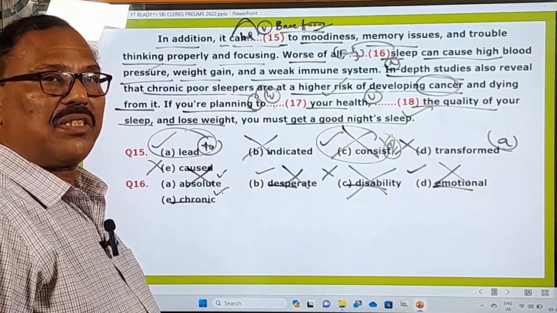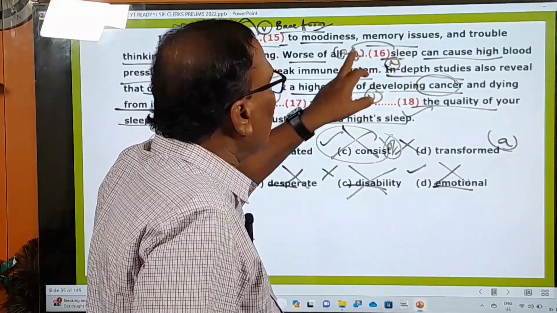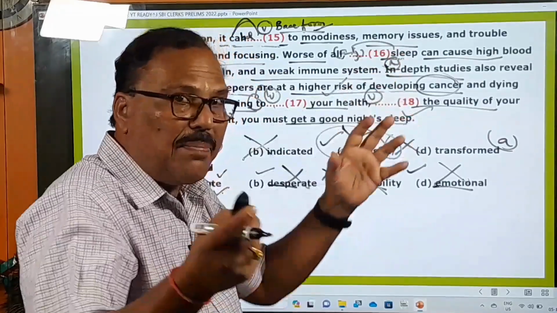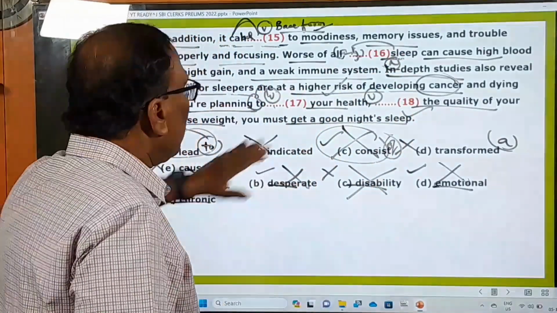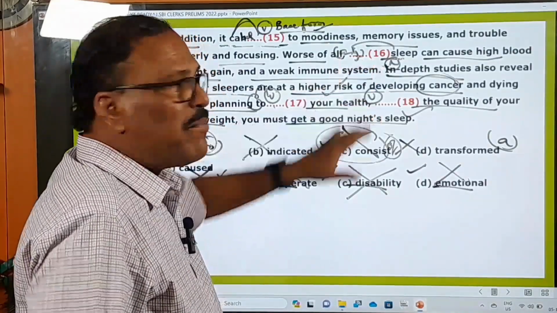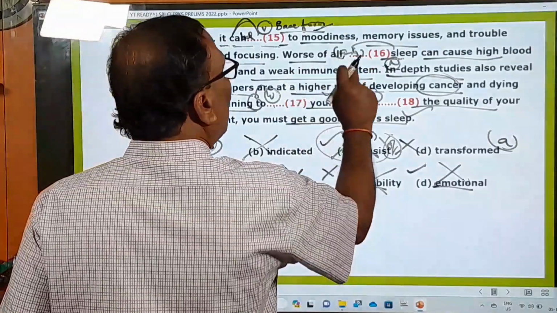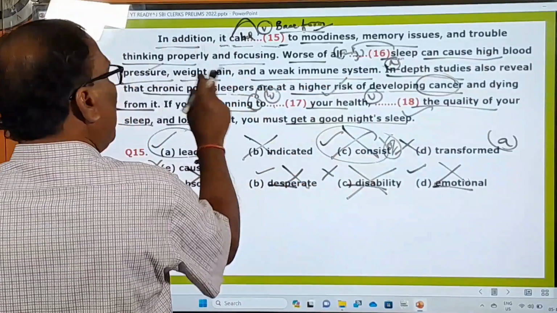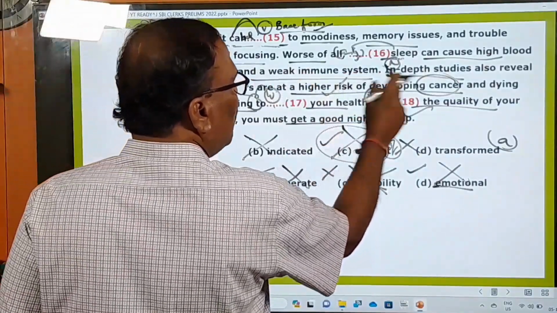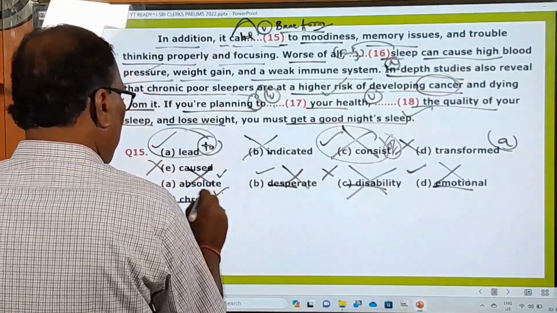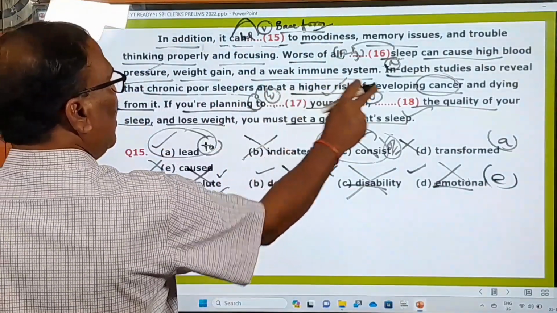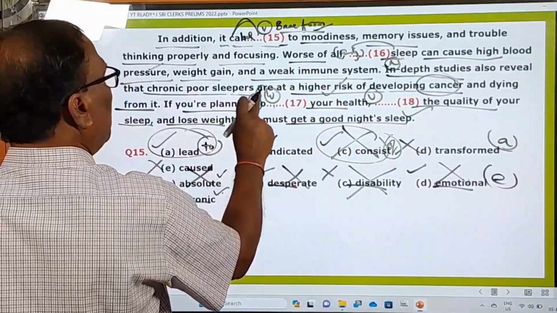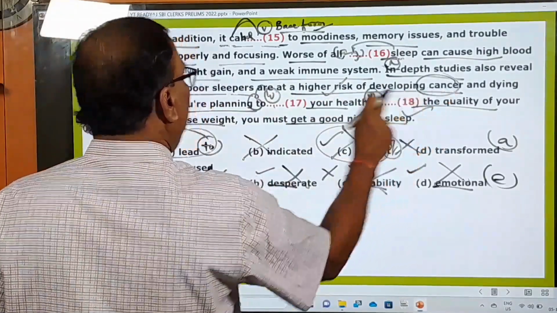Chronic sleep means what? Constantly vexing sleep or constantly troubling sleep. That sleep is troubling this man constantly. So chronic will go in this blank. Chronic sleep can cause high blood pressure, weight gain, a weak immune system. In-depth studies also, therefore, this is there, E is there. In-depth studies also reveal that chronic poor sleepers are at a higher risk of developing cancer and dying from it.